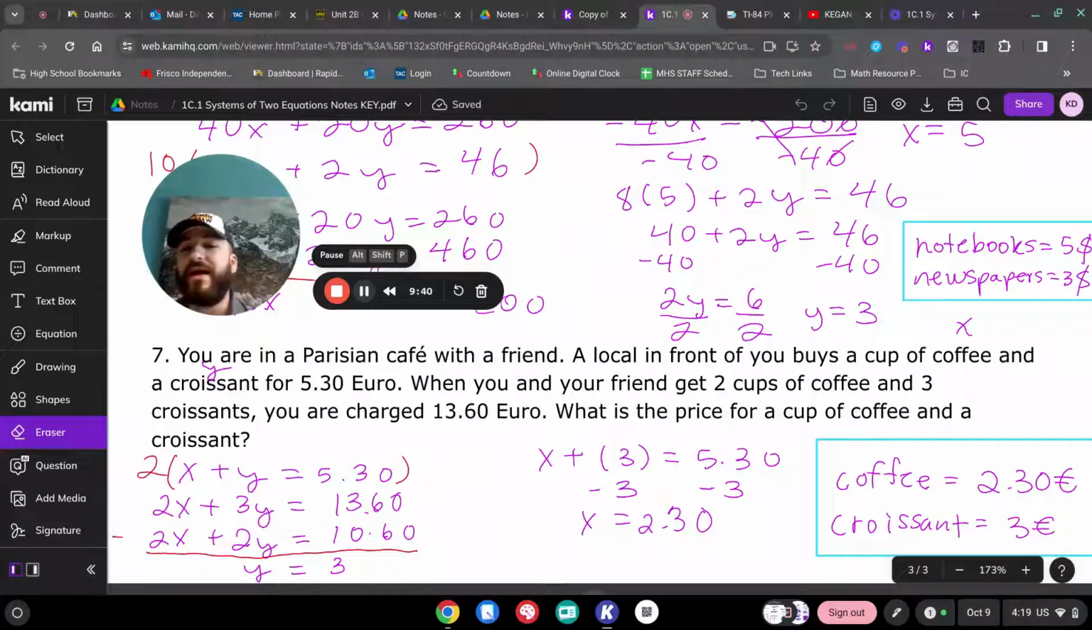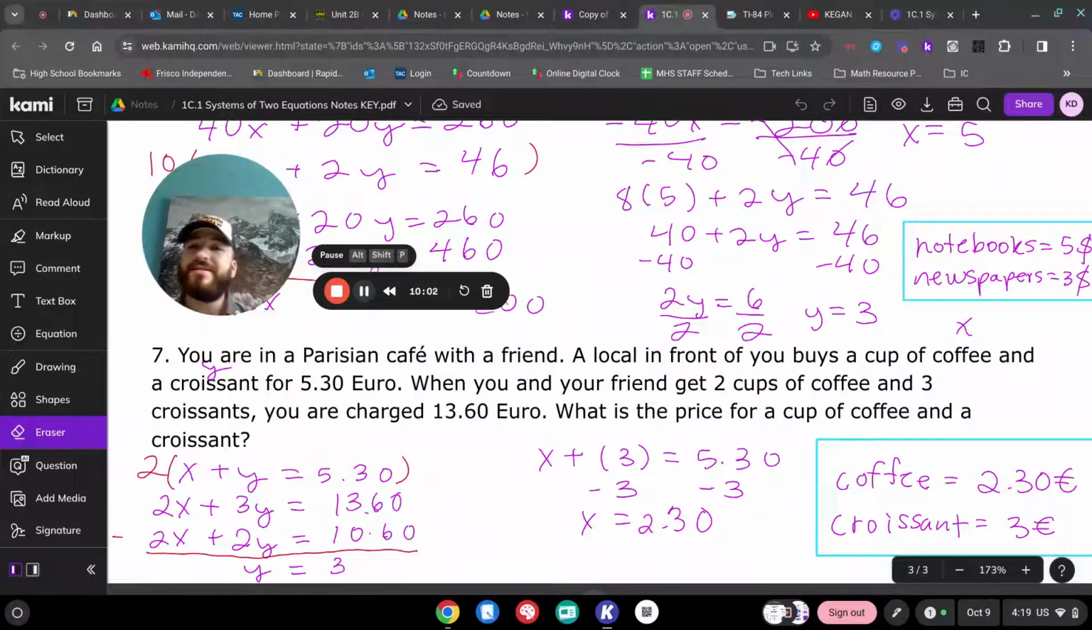So once I know that, I can plug back into my original equation. I'm going to use that first one because it's just single variables. So x plus 3, plugging in for y, is equal to 530. Subtracting 3 on both sides, we get x is equal to €230. So coffee is equal to €230, and croissants are equal to €3.